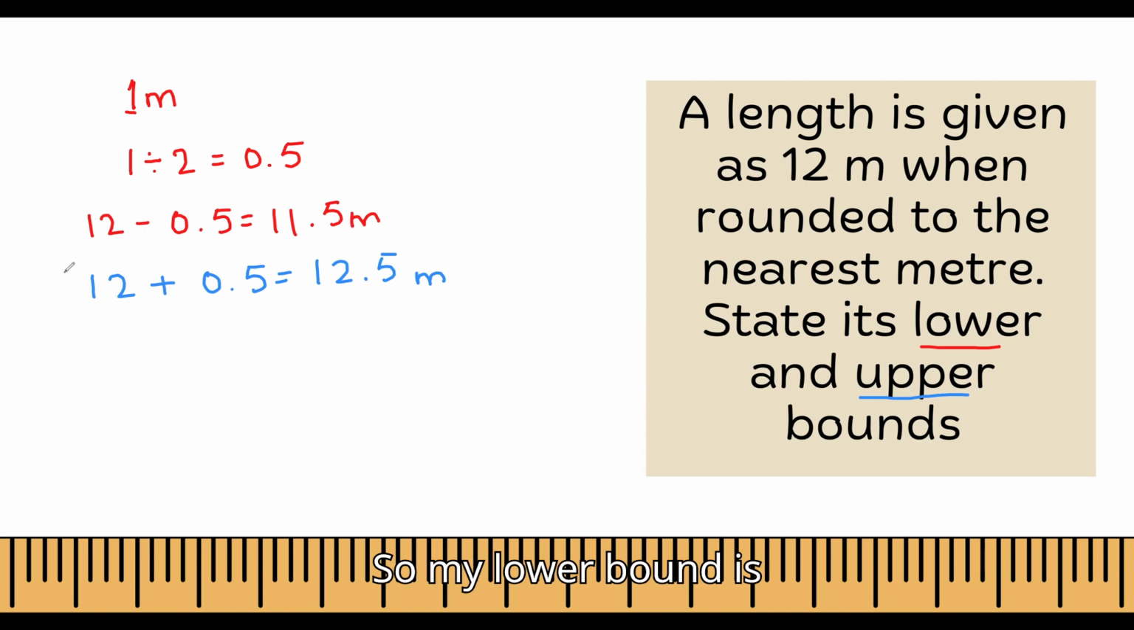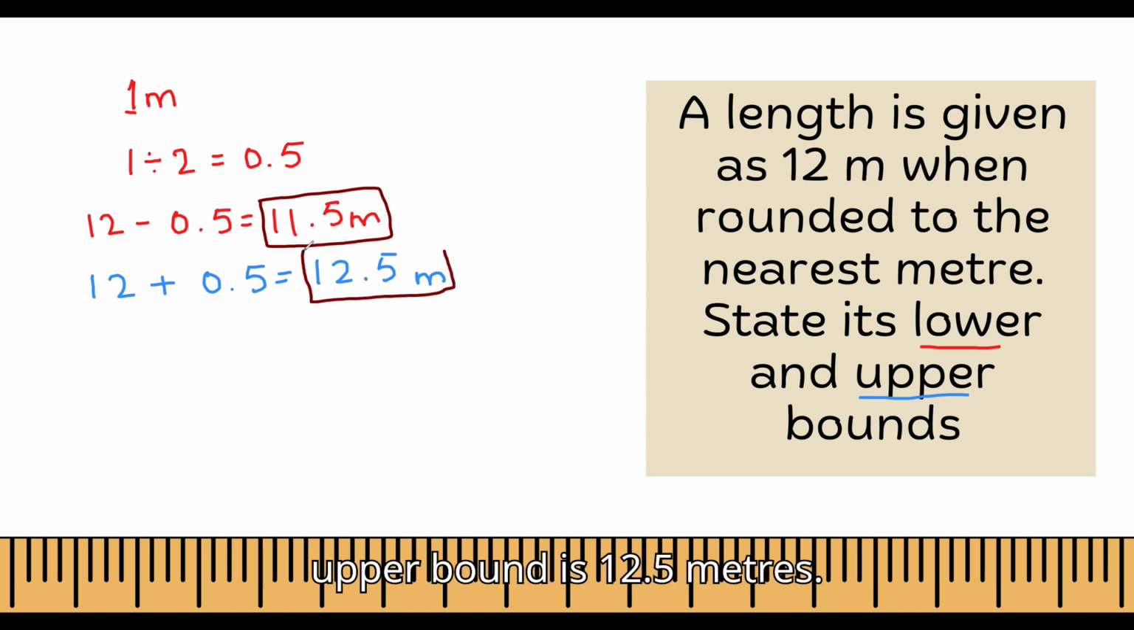So my lower bound is 11.5 meters. So this is the lowest value that the length can be. And my upper bound is 12.5 meters. So this is the greatest value that the length can be.